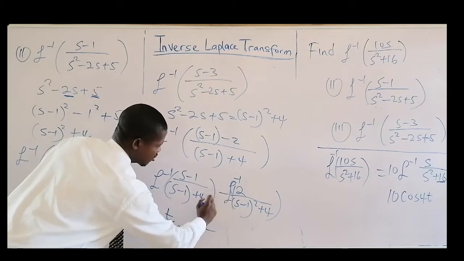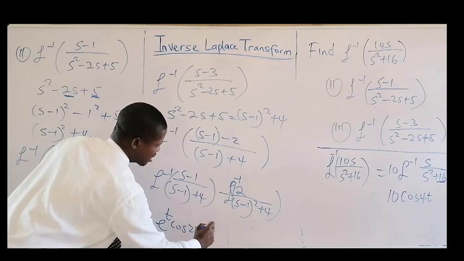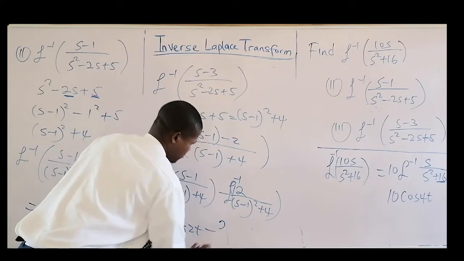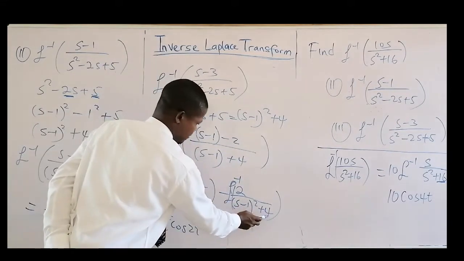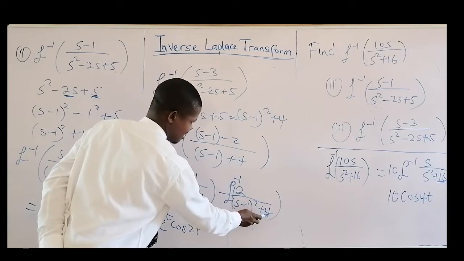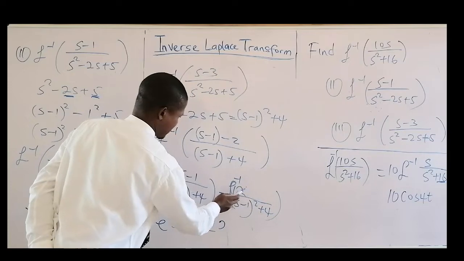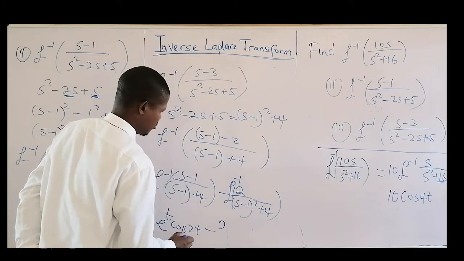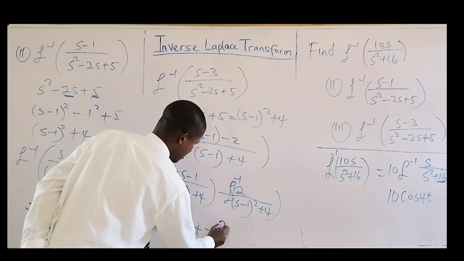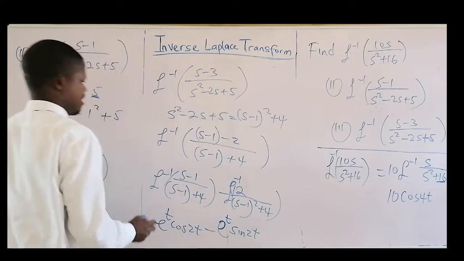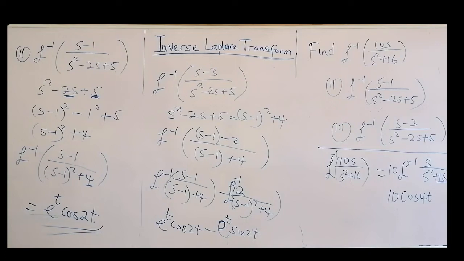Then minus, these two can come outside. We have to do some manipulation here. This is 4, so we have half of that up there. That's okay, this is 2 squared, this 2. So that will be equal to e^t sin 2t. So that's that on that question.